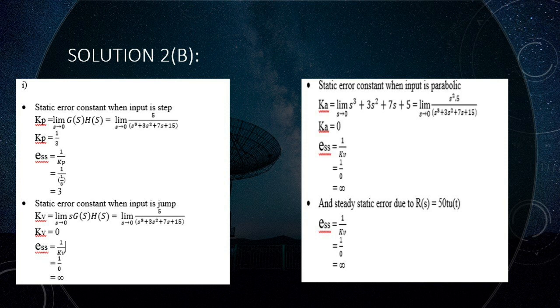Last but not least, the steady state error due to r(t) equal to 50 t squared. At this part, we find the steady state error, which is 1 over Ka as well, same as the previous one, and we find it is also infinity.